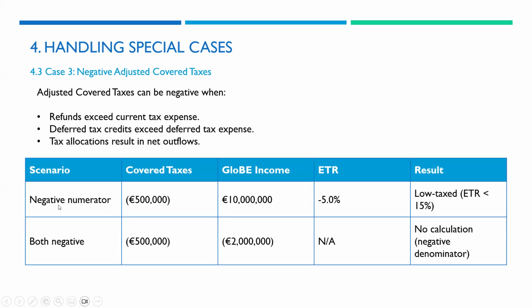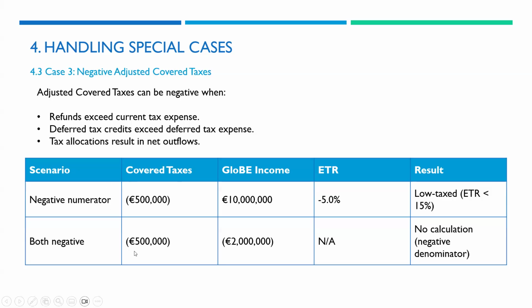So let's take an example. Let's say a negative numerator. There is a negative 500,000 because you got refunds. We learned refunds last, how to adjust 500,000. And if the GloBE income was positive, the ETR is negative 5%. Yes or no? So what would be your top-up tax? It would be 20%. 15 minus negative 5, so it would be 15 plus 5. 20 would be your rate. If it is a negative numerator, it will not exonerate you from top-up taxes. On the contrary, you will have to pay more than 15% as top-up taxes.